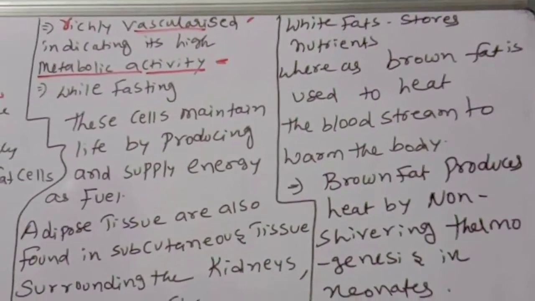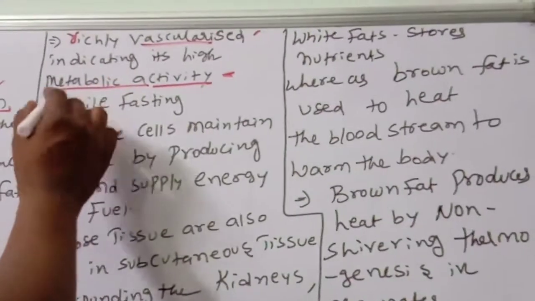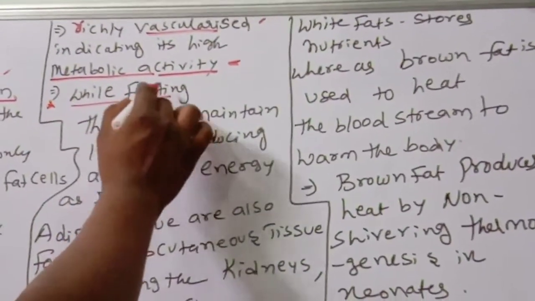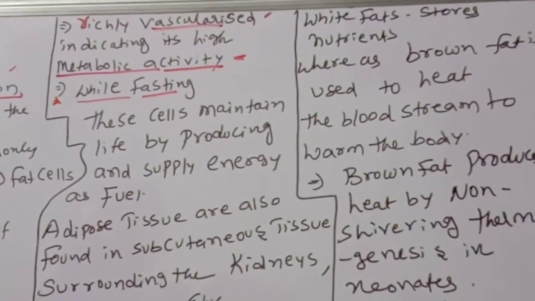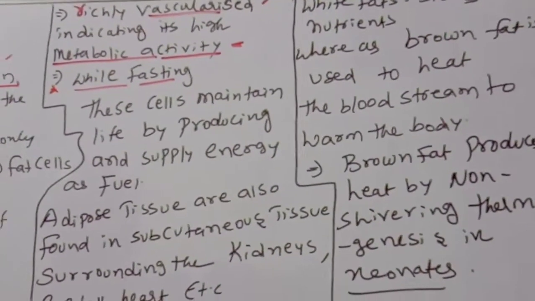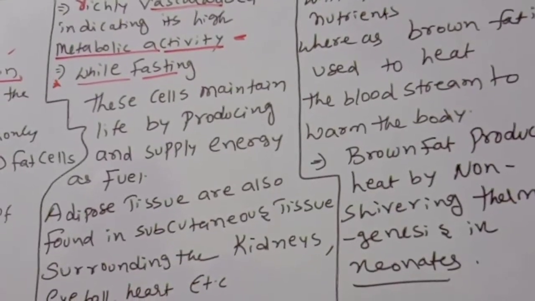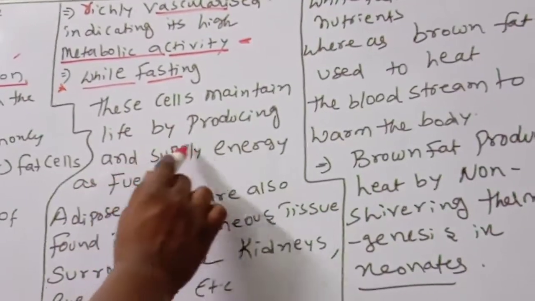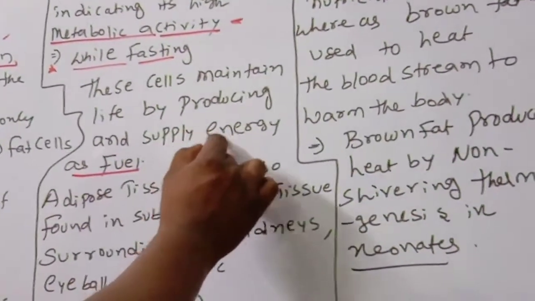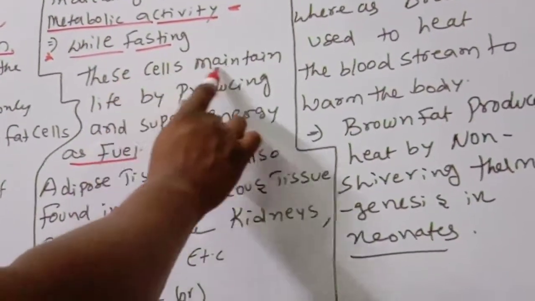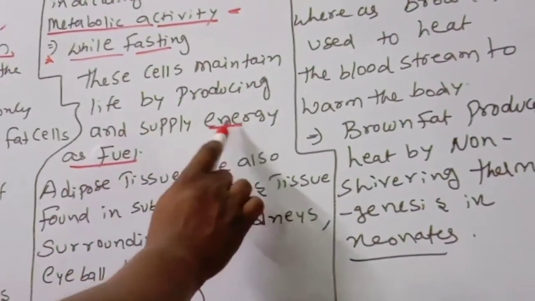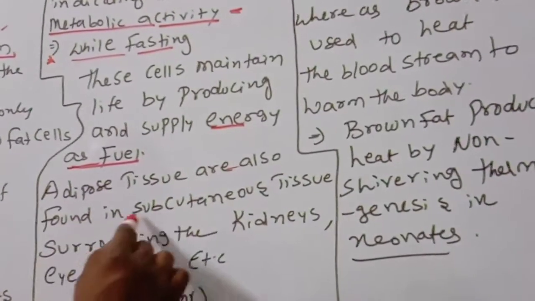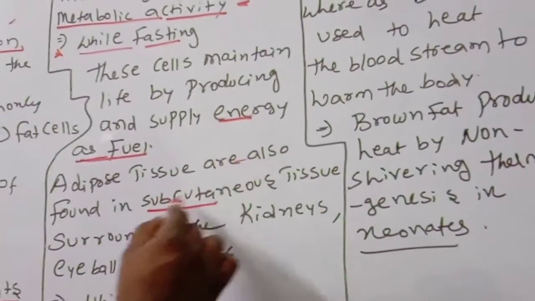Suppose you are fasting, not taking food for some days. How can you survive, and where will you get energy? While you are fasting, these cells maintain life by producing and supplying energy as fuel. Adipose tissue is also found in subcutaneous tissues.